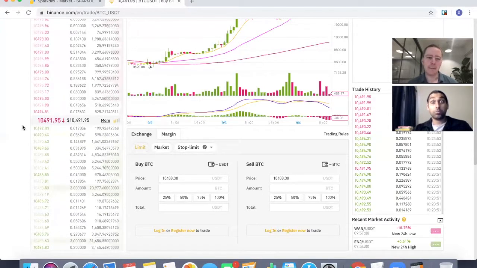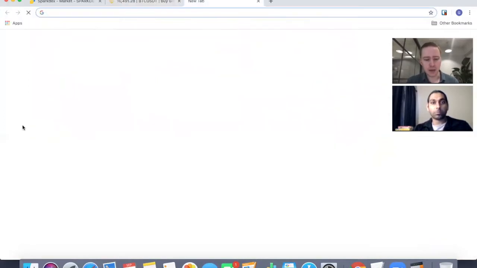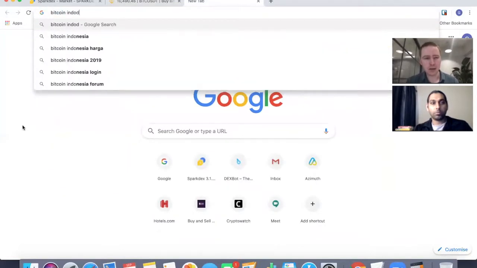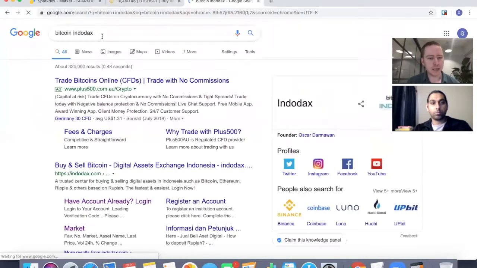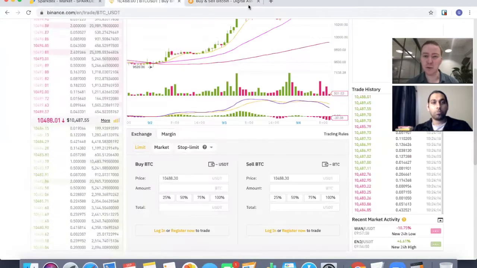So, one other good trade that we like to look at is the Indonesian Bitcoin Indo-DAX price, and compare that to the local markets. Often the Indonesian market is trading higher than the rest of the world, and they also offer a BitShares market as well. It's not working for me at the moment, but anyway, we'll just focus on these two.